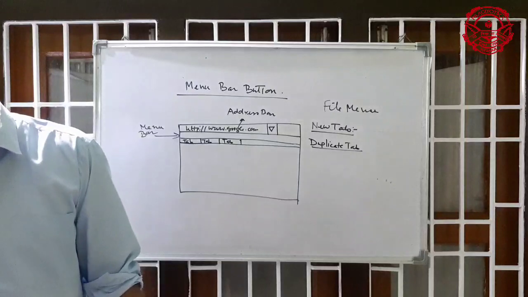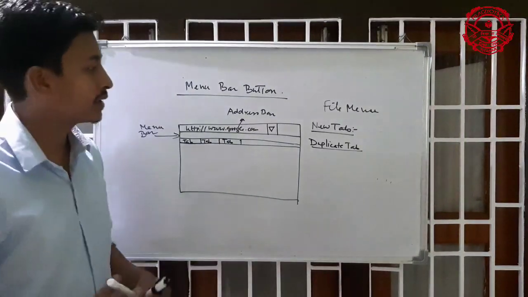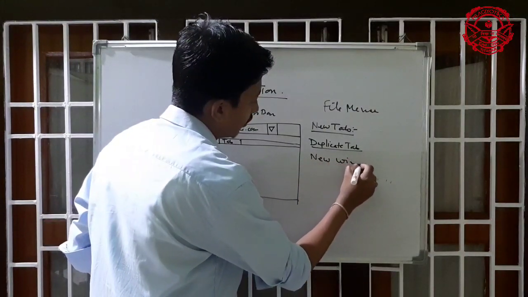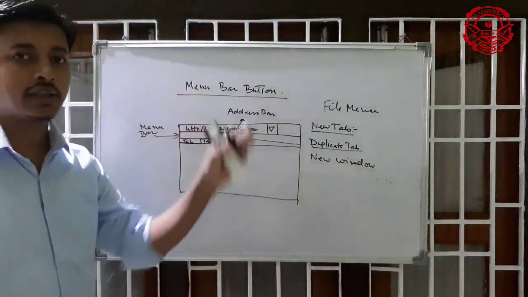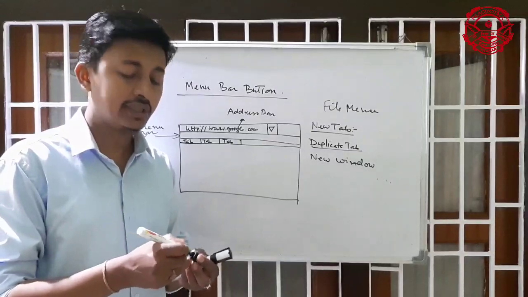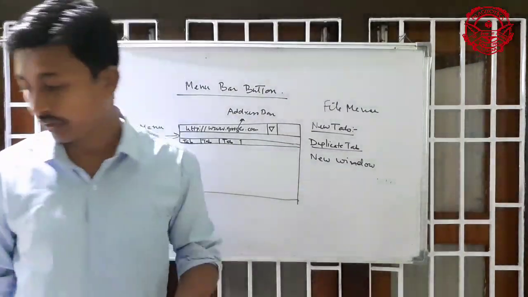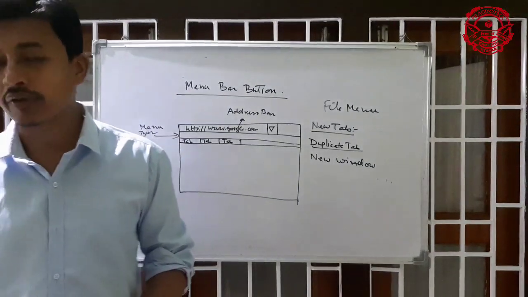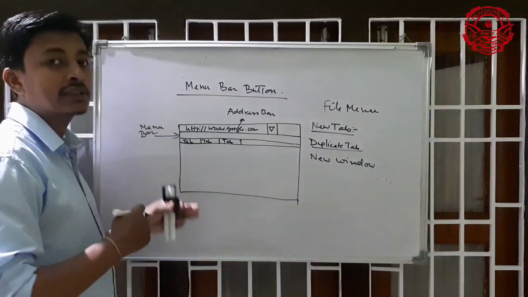Next is new window. New window means what? Window means there is a platform, an area where we can view the web browser's contents or HTML contents. Now see, new window means it opens a new Internet Explorer window. It will open a new Internet Explorer window.